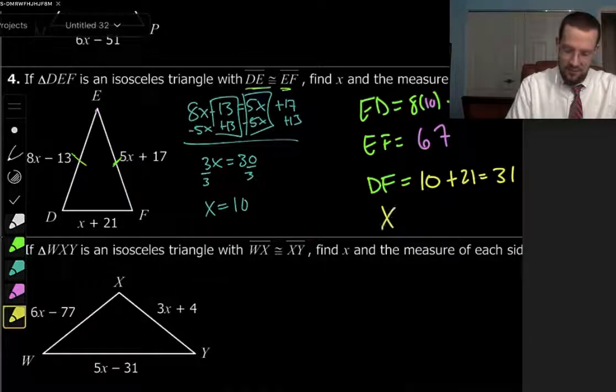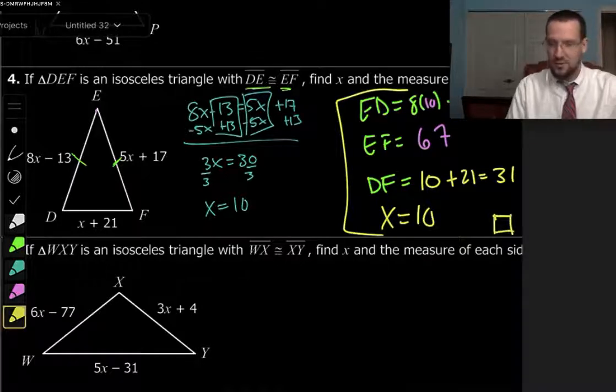And then I'm just going to move this over, and that way I have all my answers right here. So these are my answers. I'm going to put a little box there.